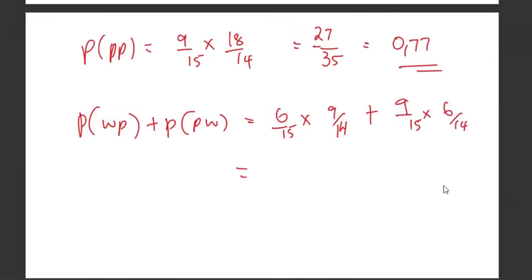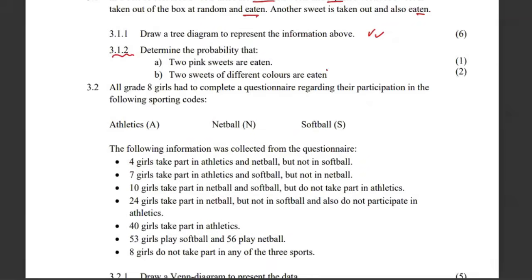So what we are saying is that 6 over 15 times 9 over 14, times 2. That gives me 18 over 35, which is 0.51. All right, so that is how we would have gone about that question.